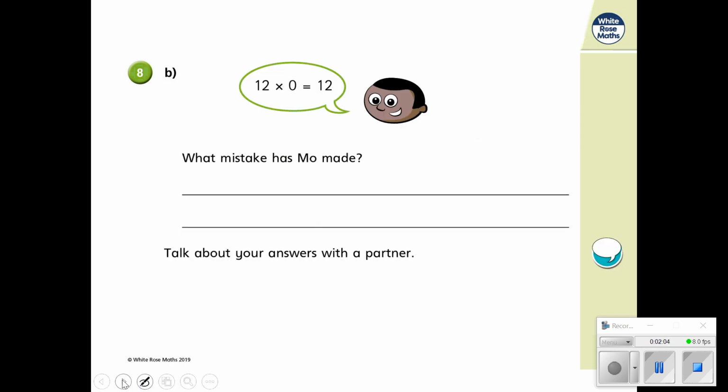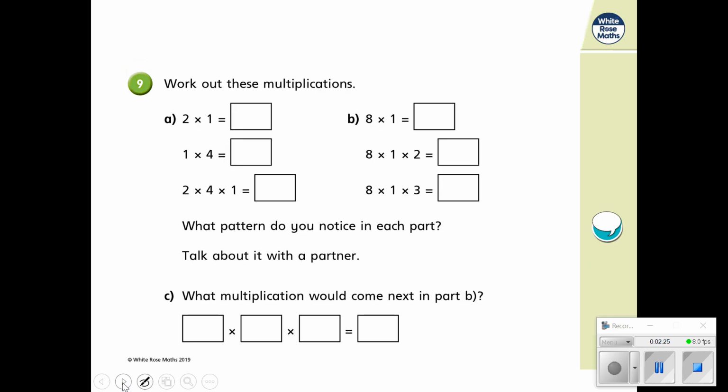And now let's look at what the mistake Mo has made. Mo has said that 12 times 0 is 12. Well, you know that. 12 times 0 is actually, that's right, 0. And he's times by 1. Because if I had 12 times 1 up here, then his answer would be 12. But actually, it's not 12. It is 0. Okay, moving on.